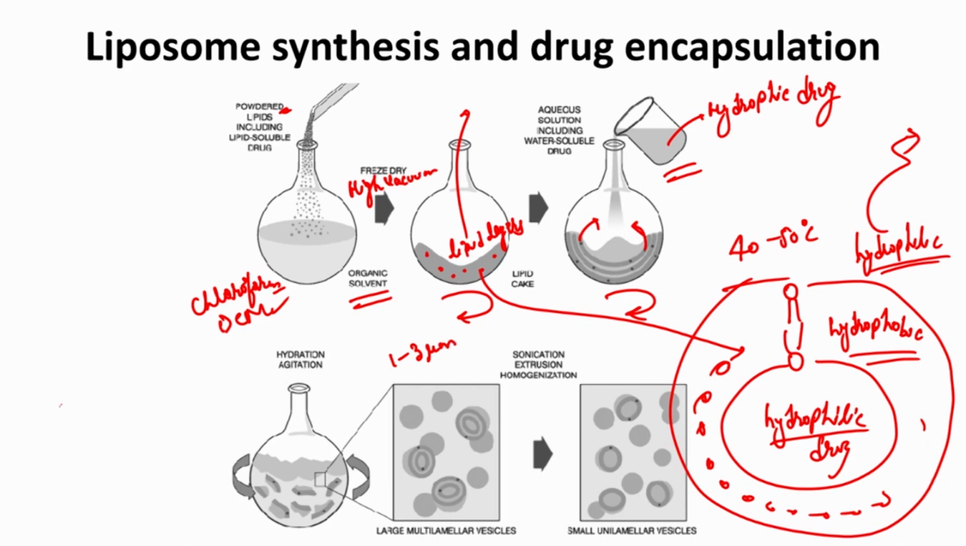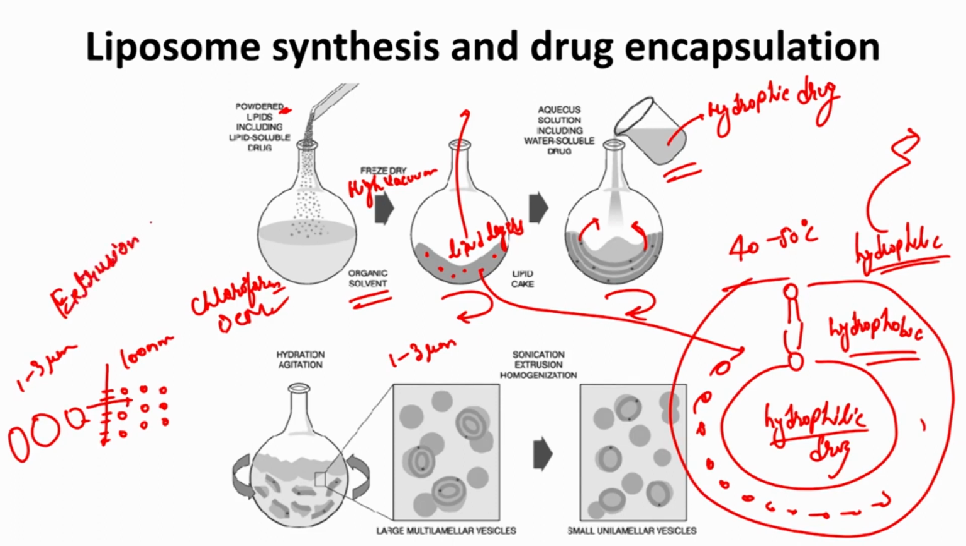But then you can pass these, let us say these are my lipid vesicles that are being formed, through a membrane with a certain pore size. As they pass through this pore size, they will squeeze through, break and reform, and they will end up being smaller and more monodisperse. So, you can get it down to even 100 nanometer from 1 to 3 micron through this process called extrusion.